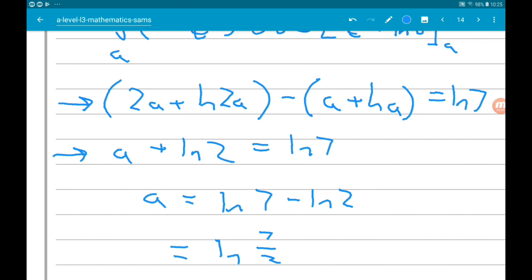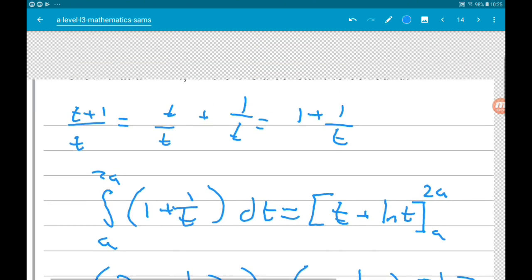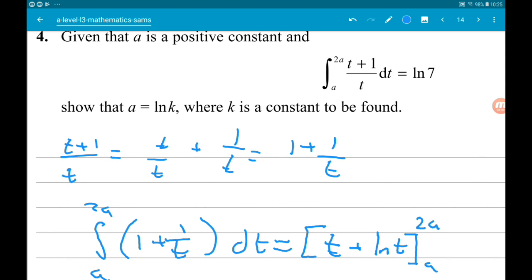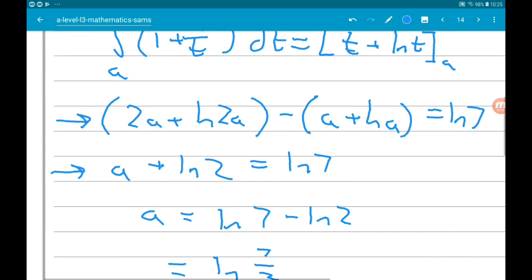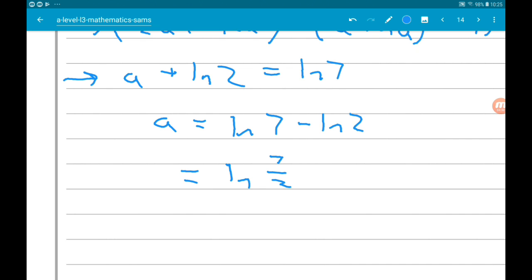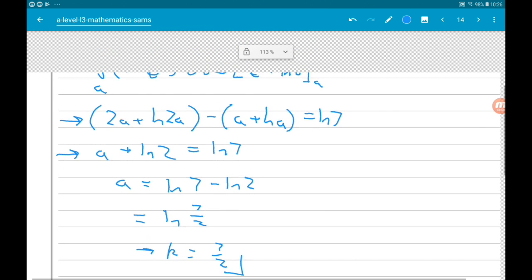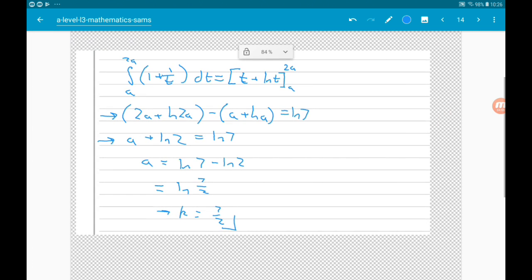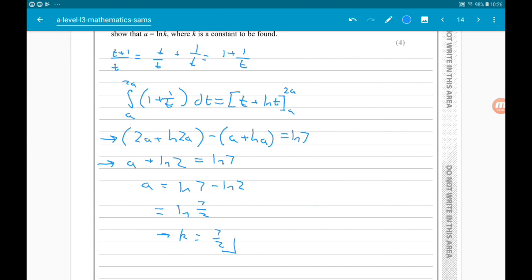Now remember, we wanted to show that a equals log k. So we now know then that k is 7/2. And there it all is in one place.